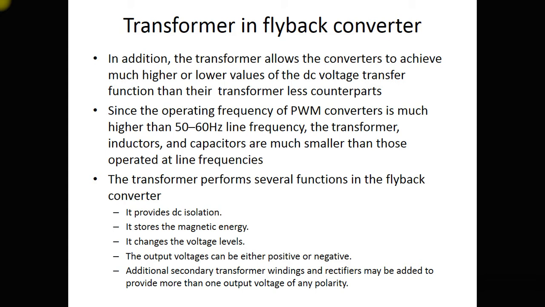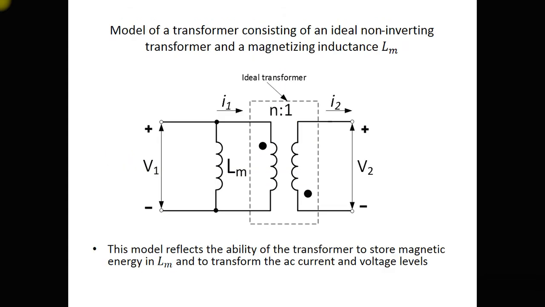It provides DC isolation, it stores the magnetic energy, it changes the voltage levels, and as we have already seen, you can have either positive or negative voltages. Additional secondary transformer windings and rectifiers may be added to provide more than one output of any polarity. So a small introduction to the model of the transformer for this application. It consists of an ideal non-inverting transformer and a magnetizing inductance Lm.